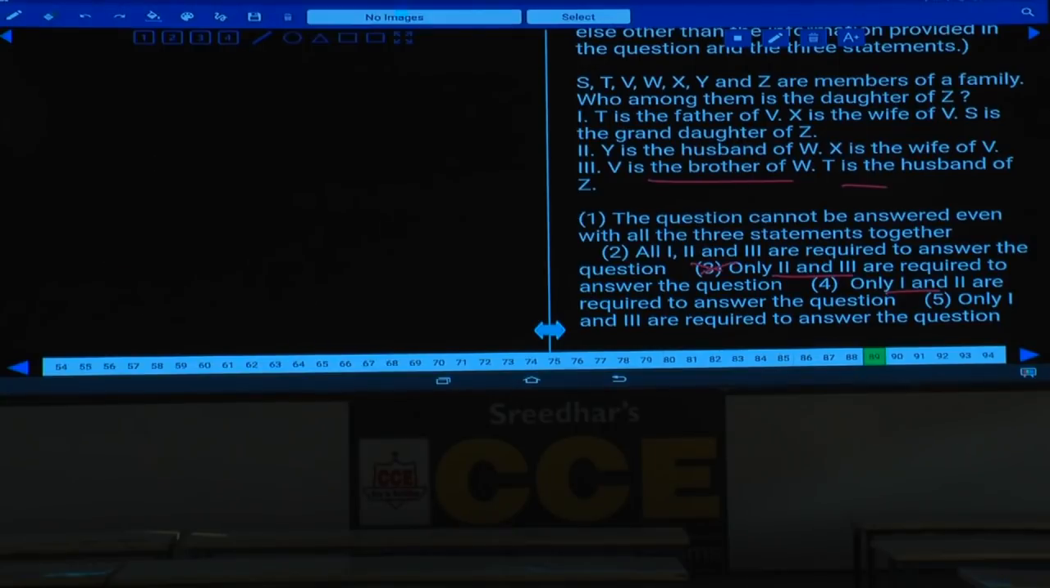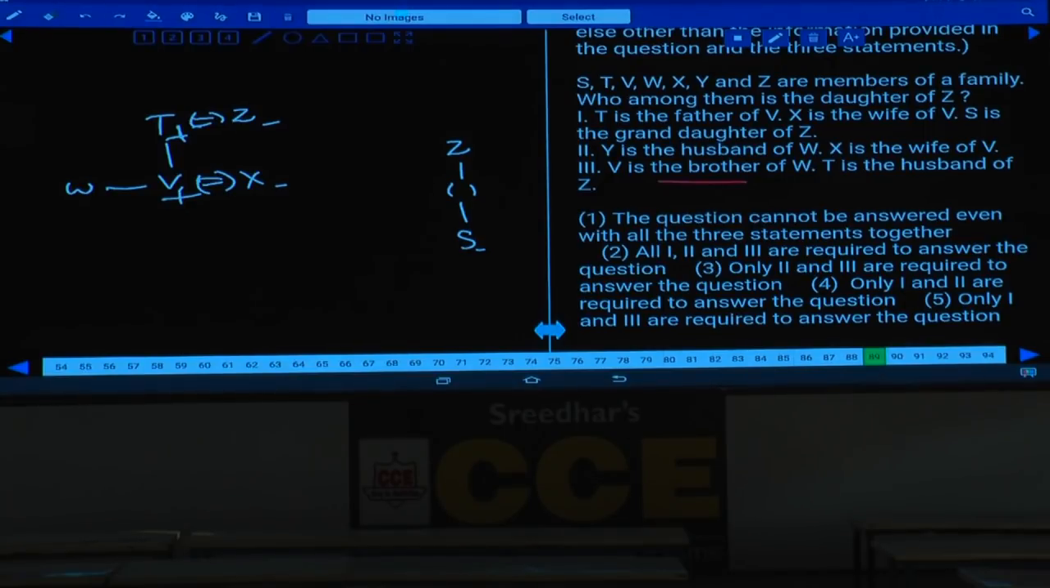now let us check whether it is possible to combine these or not. T is the father of V can be written like this. X is the wife of V. V is a male. S is the granddaughter of Z, and Z is here. And Y is the husband of W. And V is the brother of W, W is here. T is the husband of Z. As T is the husband of Z, Z will be here.